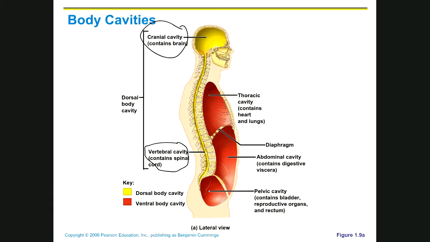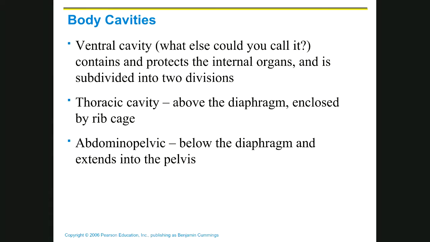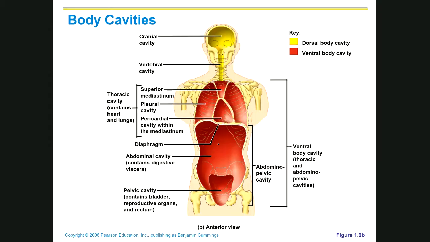We also have this much bigger ventral cavity. The ventral cavity could be called anterior, but again, nobody does. It would not be wrong, because those two words in humans are interchangeable. But this is this large, big cavity. In this picture, you can see it. It's this red color, and it goes all the way from here, all the way down to here.